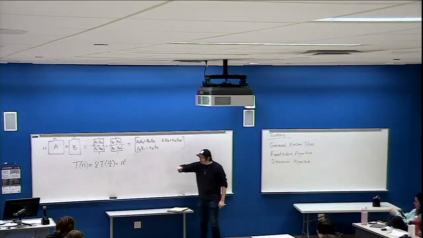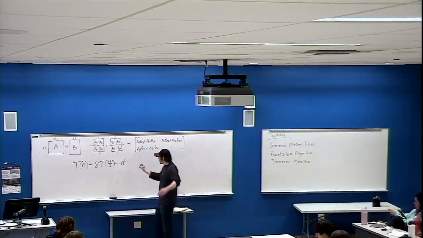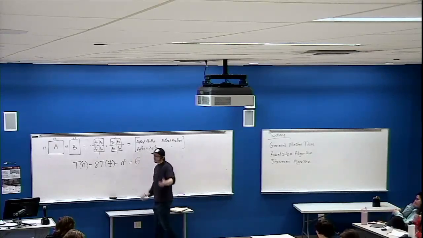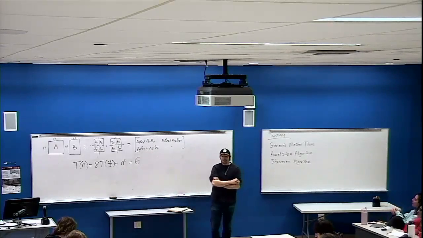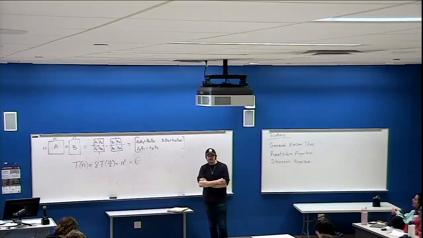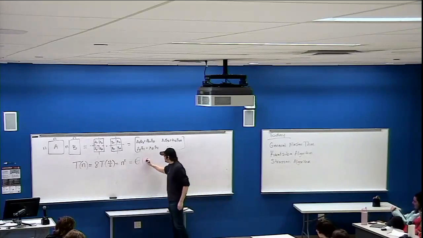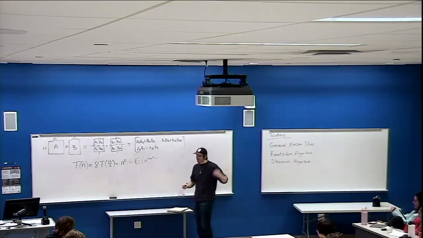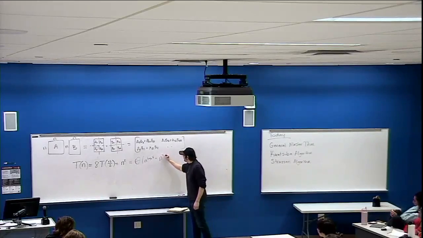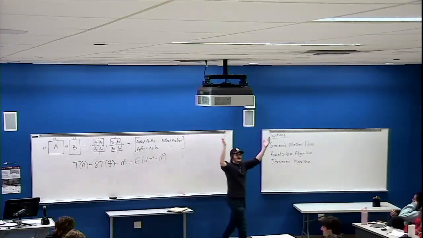Okay, so now this is what? We get to use master theorem again. What is it? Nice. It's going to be n to the power of log base 2 of 8, which is going to be n cubed. We got nothing once again. Oh no.